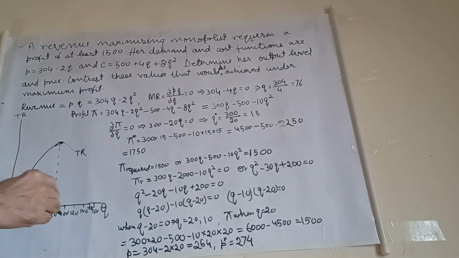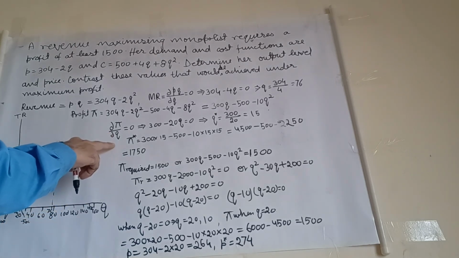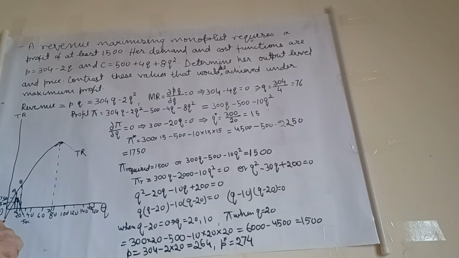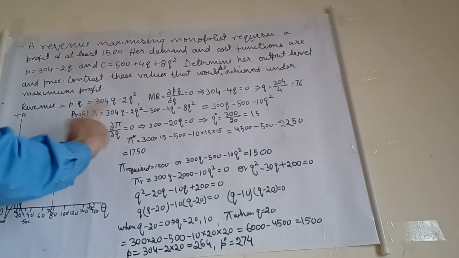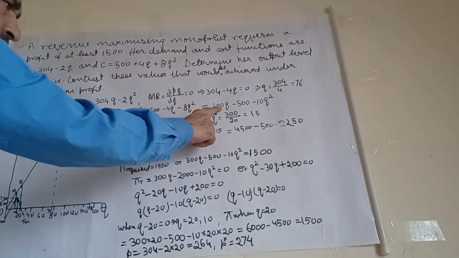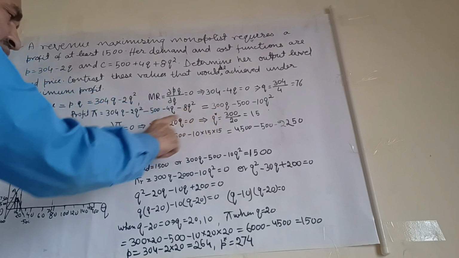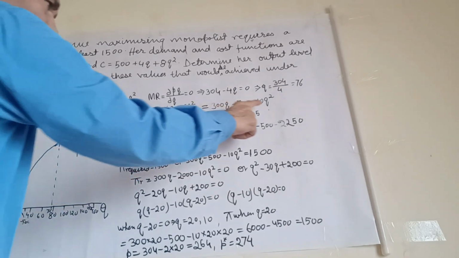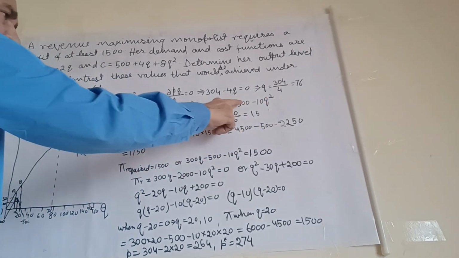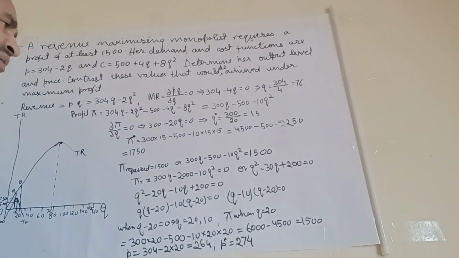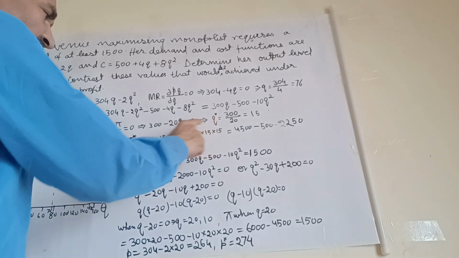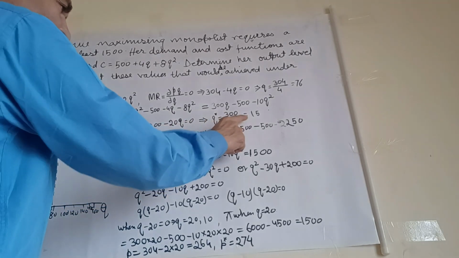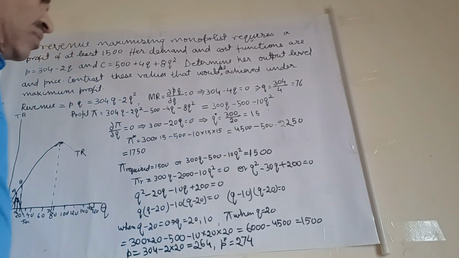So when is maximum profit? For that we take the first order condition, that is dπ/dQ = 0. So the derivative of this with respect to Q is 300 - 20Q, because this one has derivative 0, the 500. So that gives me Q* = 300 divided by 20, which is equal to 15.